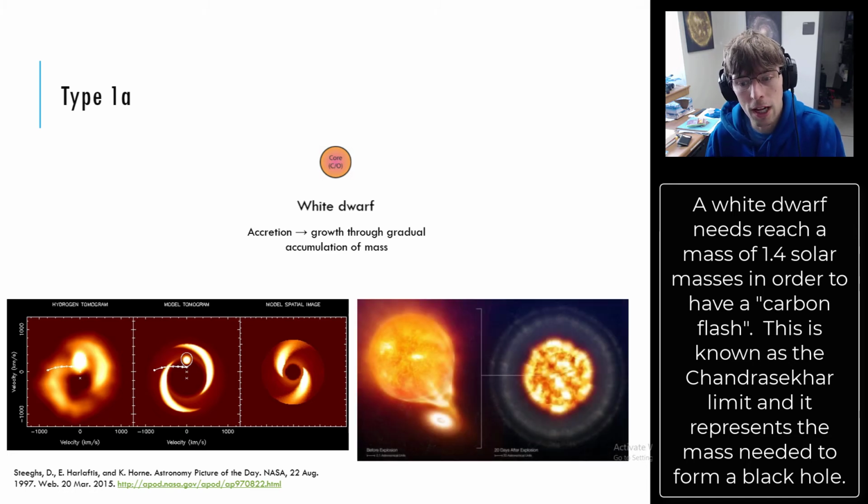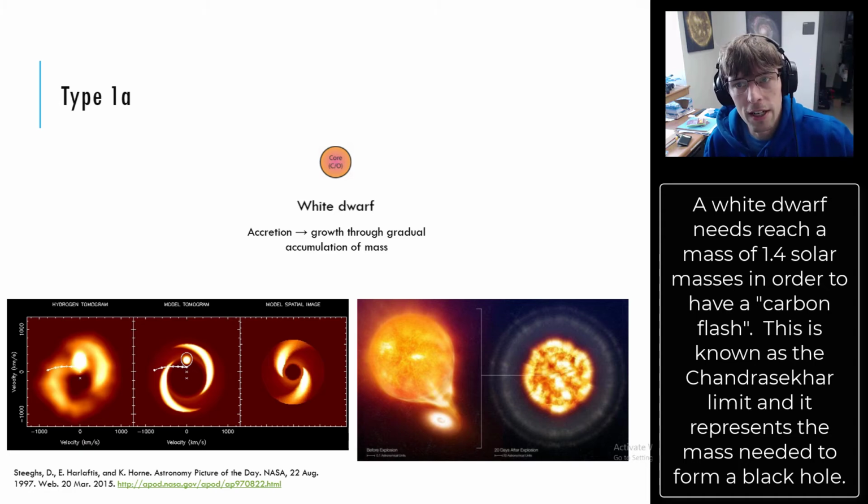Boom! What happens? You get the sudden restart of the fusion process. That carbon-carbon fusion forms silicon, which is why we look for the silicon absorption line, and it's a huge explosion. That is what we call a type 1a supernova.